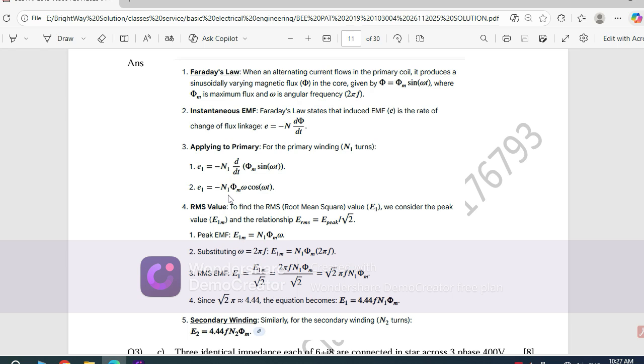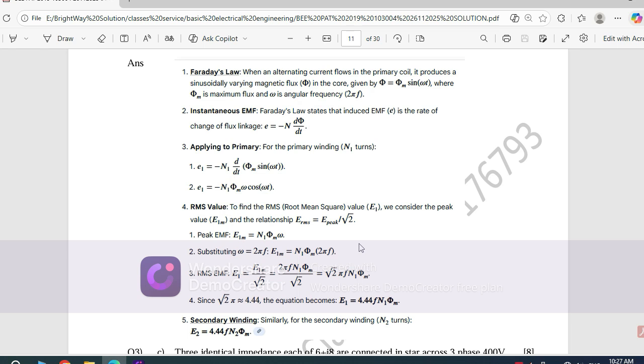Okay, so the next term for the EMF is the RMS value. It is considered as the average value. Okay, not exactly average, we can consider it as normally the maximum value because here is the sine of phi m.